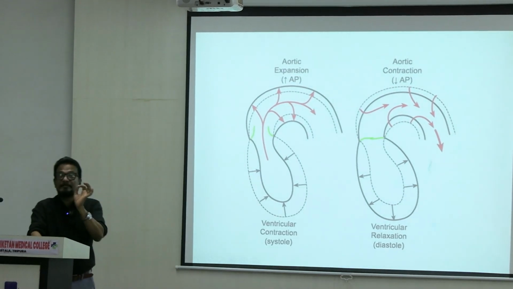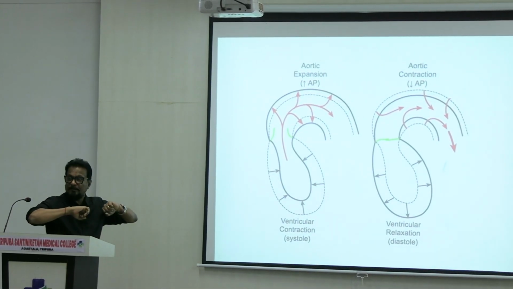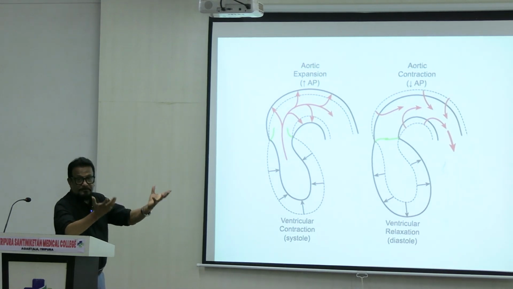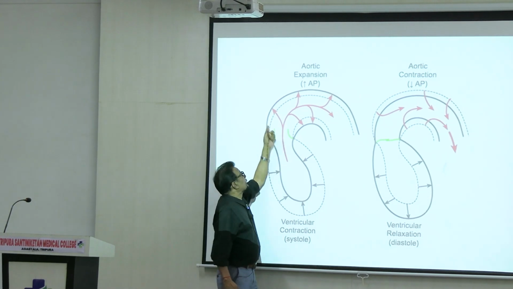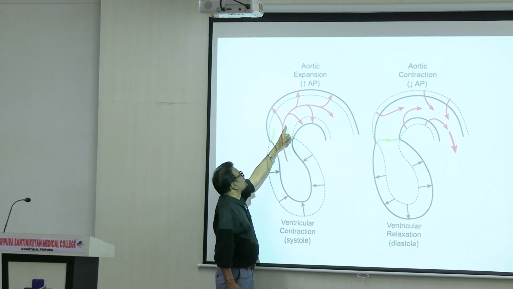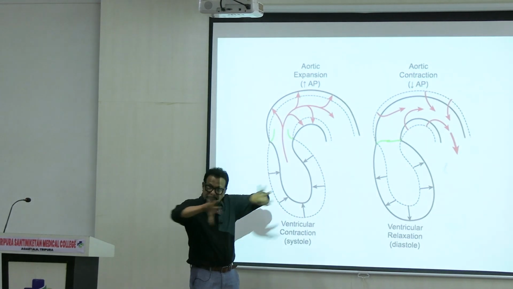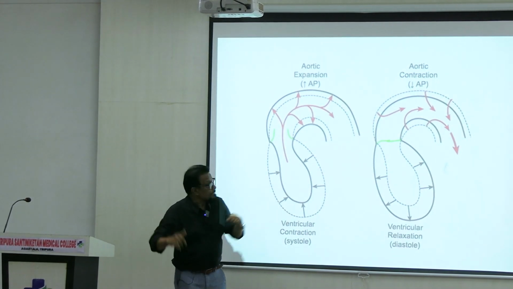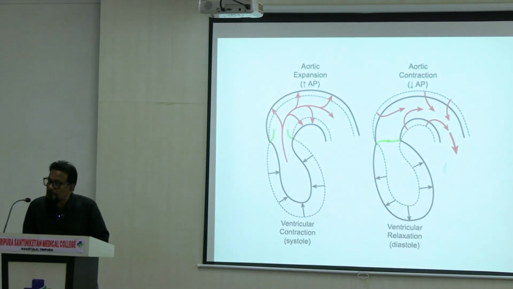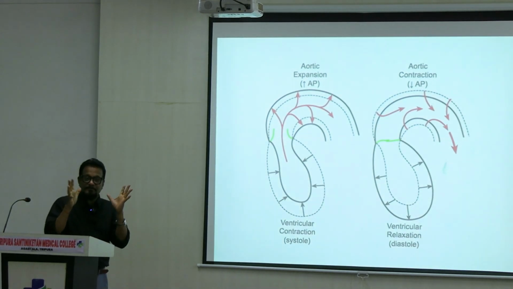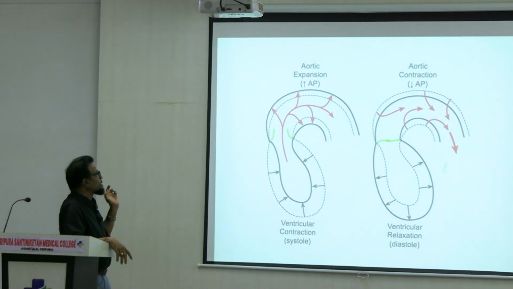Okay, this is called the Windkessel effect. I discussed it earlier. Because of this Windkessel effect, it will accommodate this extra 70 ml of blood in the aorta. While the blood has entered, it exerts pressure on the wall, and because of this pressure the aorta has expanded. So at this time, the pressure in the aorta is called systolic blood pressure. The pressure exerted in the aorta during systole is called systolic blood pressure.